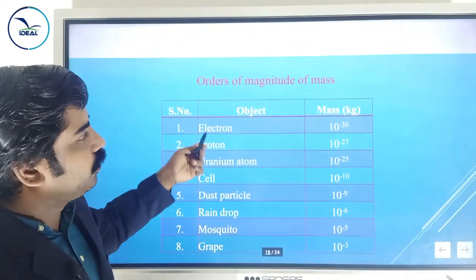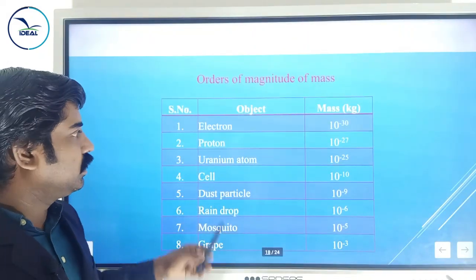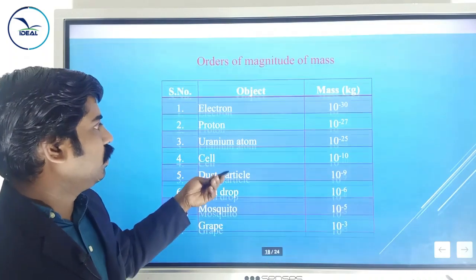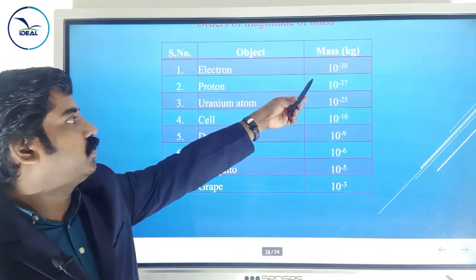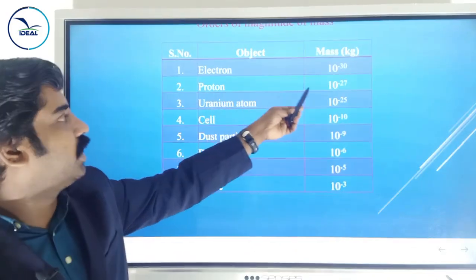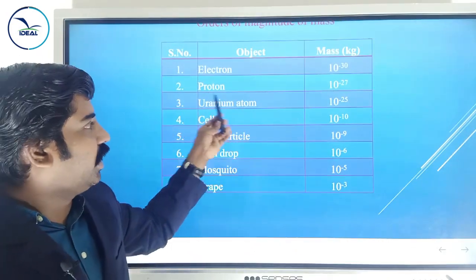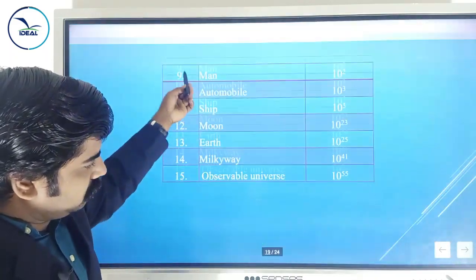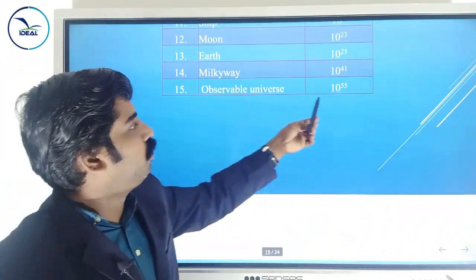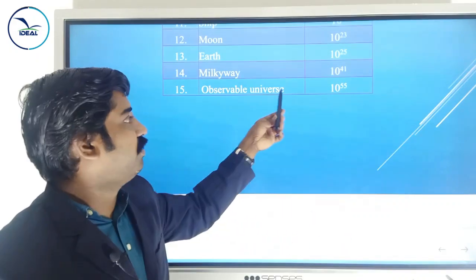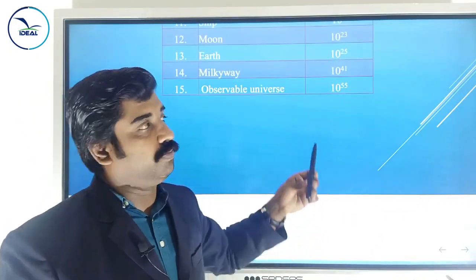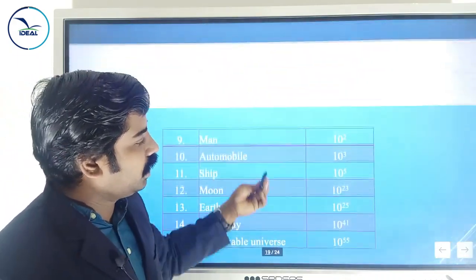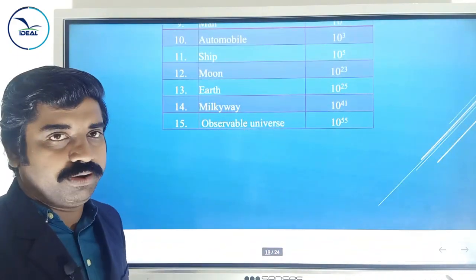Then, order of magnitude of mass. This also you just go through the table. I will give the table. Here you can see electron 10 raised to minus 30, proton 10 raised to minus 27, uranium atom 10 raised to minus 25, like that. Observable universe 10 raised to 55. So the range is from 10 raised to minus 30 to 10 raised to 55.